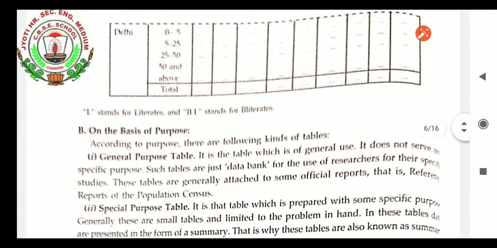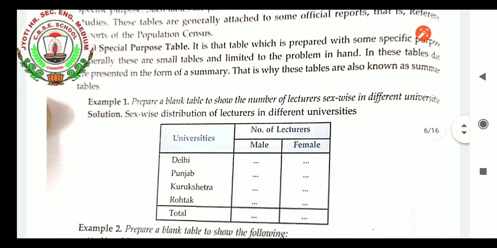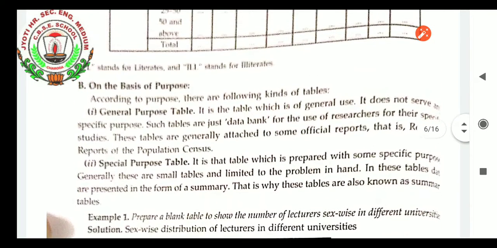On the basis of purpose, there are the following kinds of tables: general purpose table and special purpose or specific purpose table. When we talk about a general purpose table, as the name says, it is a table which is common, of general use. It does not serve a specific purpose. Such tables are just data banks for the use of researchers for their specified studies, like the timetable at the back of a diary. These tables are generally attached to official reports, that is, reference reports like the population census.